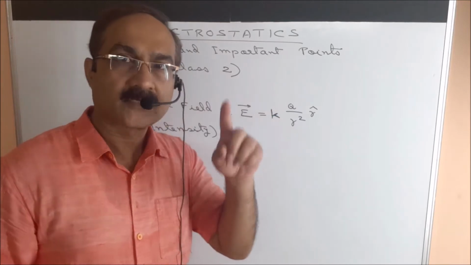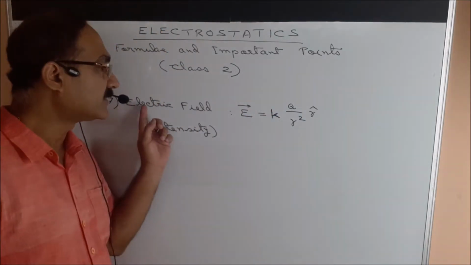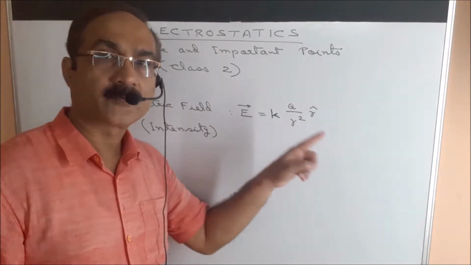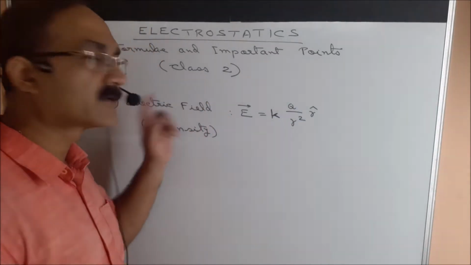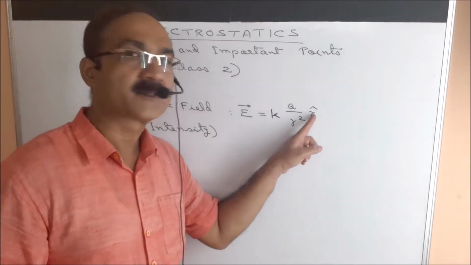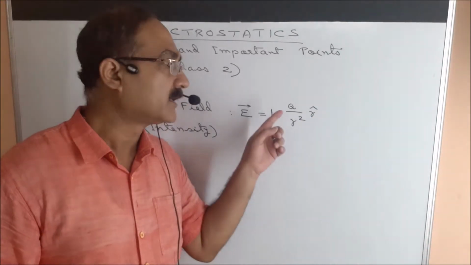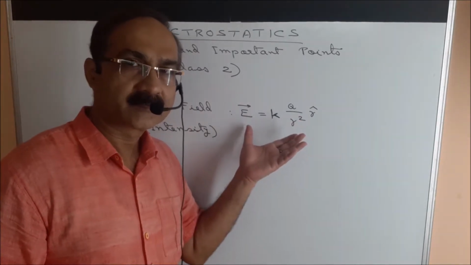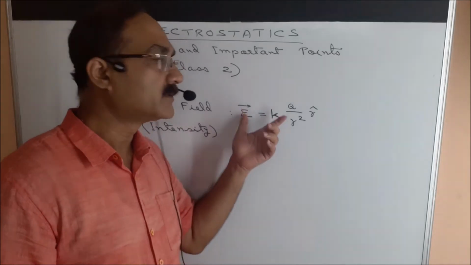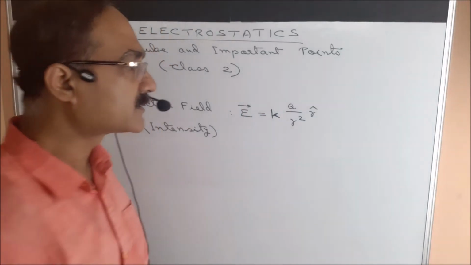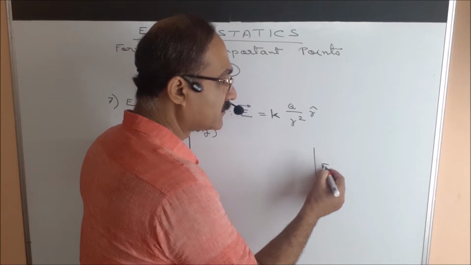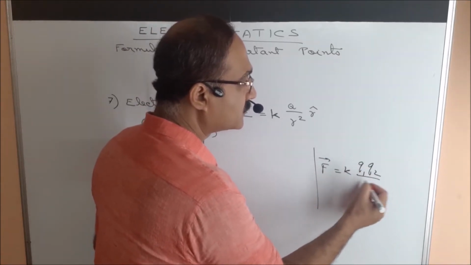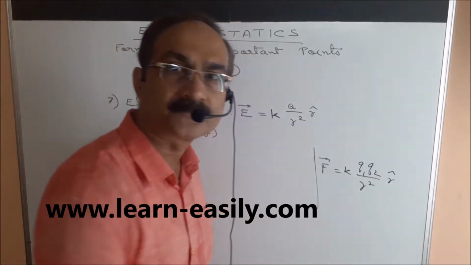This Q is the charge for which we are finding the electric field intensity. R is the distance of the point at which we are finding the electric field intensity, and R cap is the unit vector along R. So all of you know this formula, and you also know that this formula comes from that Coulomb's law, where we have force is equal to K into Q1 Q2 by R square R cap.